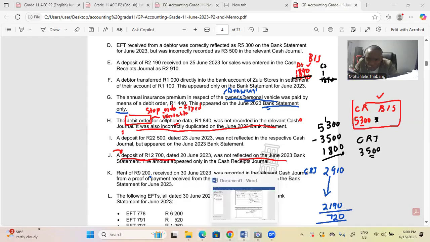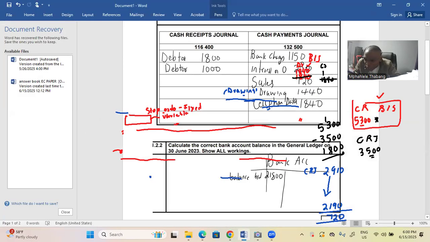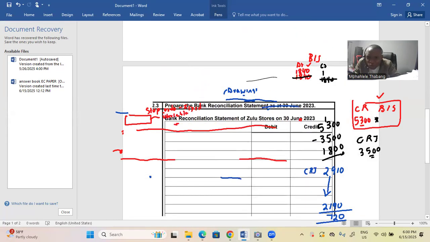How much? 1,840. So I'm going to go to the bank reconciliation statement. I'm going to record on the credit side, 1,840. I'm removing a debit entry which was placed on the bank statement by mistake. Okay, guys, the bank reconciliation statement and the bank statement don't differ that much. Actually, the bank reconciliation statement is trying to rectify the mistakes on the bank statement. It's just we are not responsible for preparing the bank statement. So they had placed a debit entry on the bank statement by mistake. We remove debit by putting credit. So we say, okay, incorrectly duplicated.